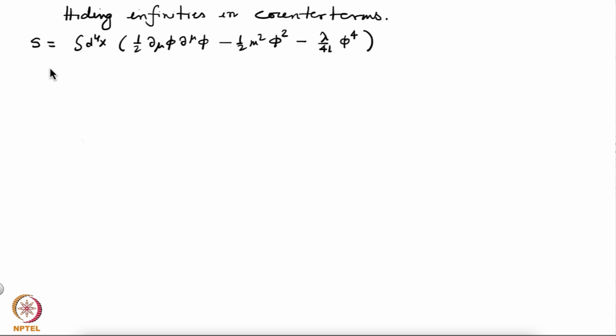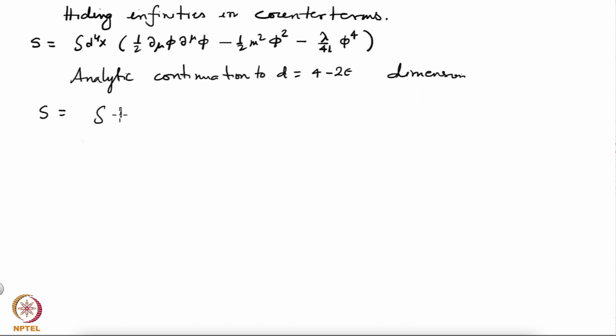Okay, and then as you know, because we have divergences, because our integrals were not defined in 4 dimensions, we decided to do analytic continuation to d dimensions, which we are taking to be 4 minus 2 epsilon dimensions. So the action with which we will work is this: in 4 minus 2 epsilon dimensions, we have half del mu phi squared, minus half m squared phi squared, minus lambda over 4 factorial mu to the 2 epsilon phi to the 4.